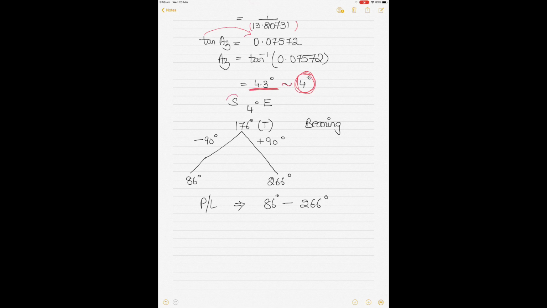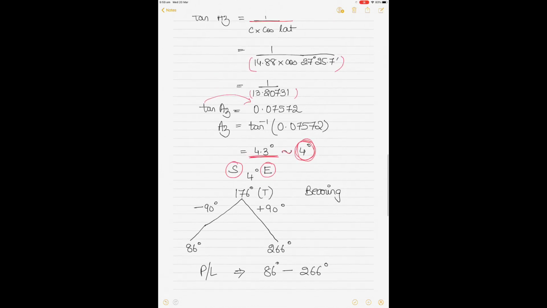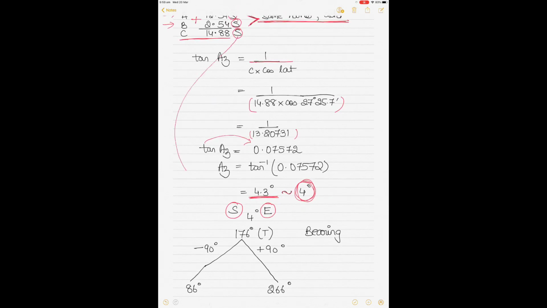So once I get 4 degrees, I have named it south and east. How did I name this? Well, south comes from C. What is C? C was here. Whatever is your C will be my south. If it was not, I would have named it north. E comes from my LHA.